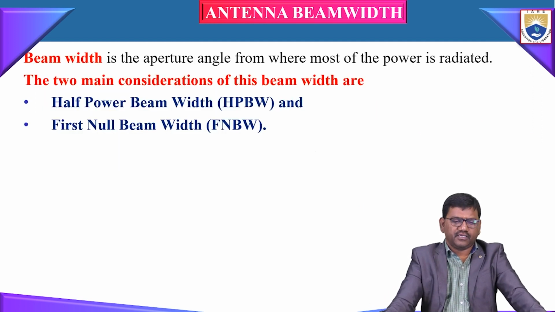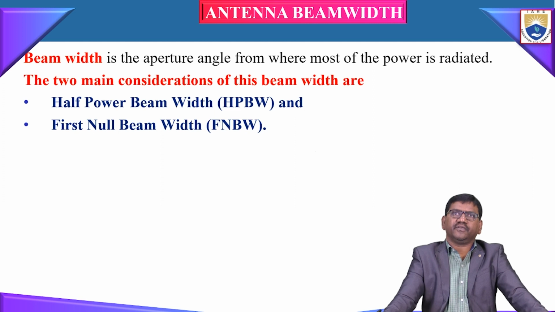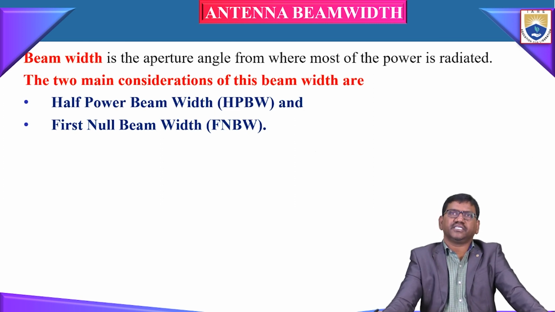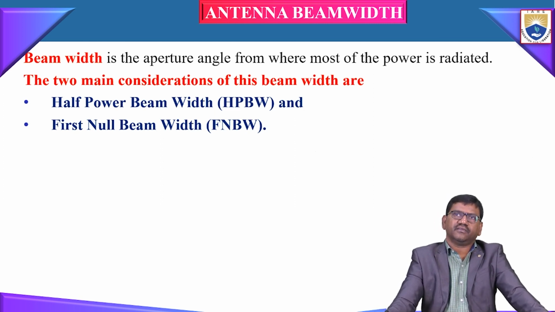So antenna beam width is the aperture angle where most of the power is radiated. There are two types of beam widths that can be measured in the major lobe of the radiation pattern. Whenever we draw the radiation pattern, we draw it in the far field only. There are different types of lobes: major lobe, minor lobe, and side lobes.